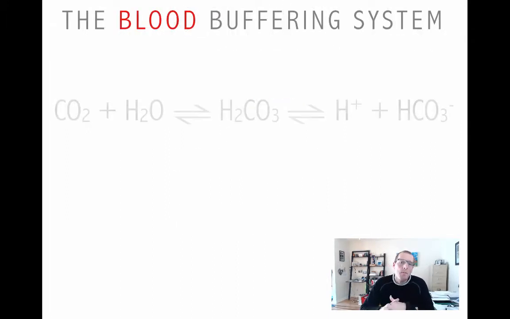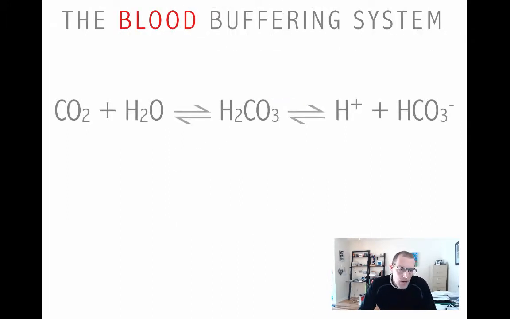So here's what the blood buffering system does. It revolves around the molecule in the middle here, which is carbonic acid. Carbon dioxide over here on the left can combine with water, and when you combine carbon dioxide and water, you get carbonic acid. That's an acid, so if you put the acid in water, it will dissociate, and you end up getting a proton and bicarbonate.